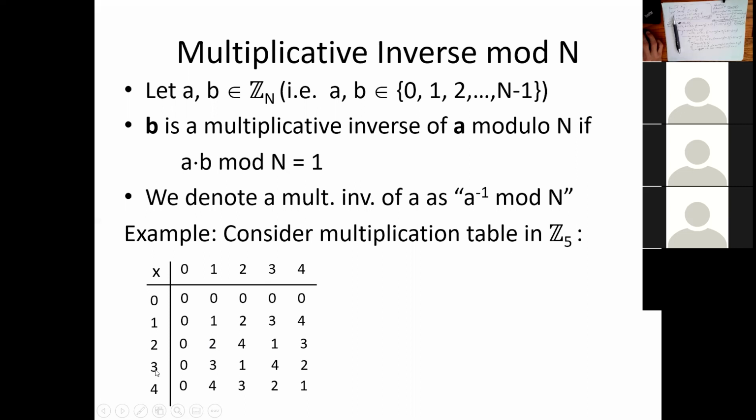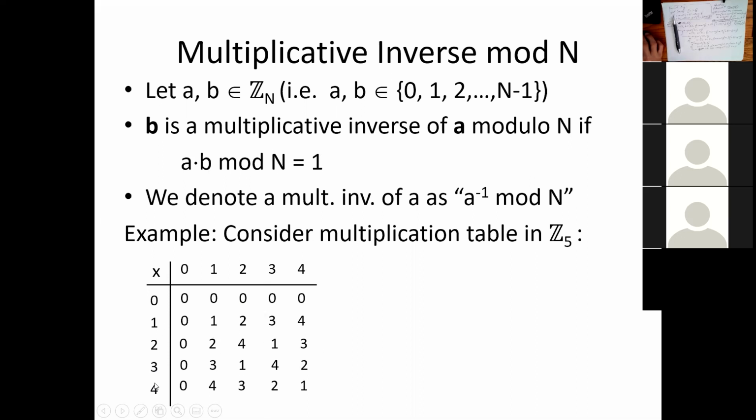What is the multiplicative inverse of 3? Well, clearly 2. It's symmetric, right? If B is a multiplicative inverse of A, then A is a multiplicative inverse of B. What's a multiplicative inverse of 1? Well, that's a trivial thing. It's always 1. What about 4? If you multiply 4 by something, you get a 1. That something is 4 itself. Check: 4 times 4 is 16, which mod 5 is 1.